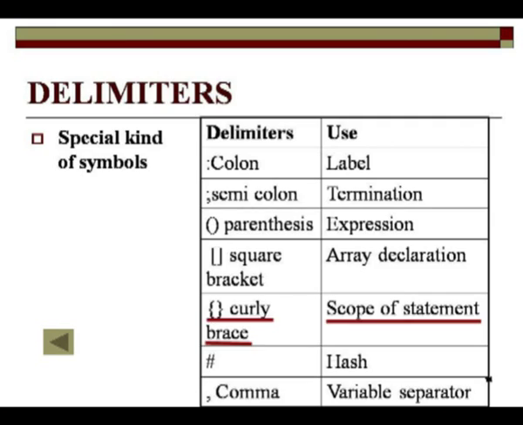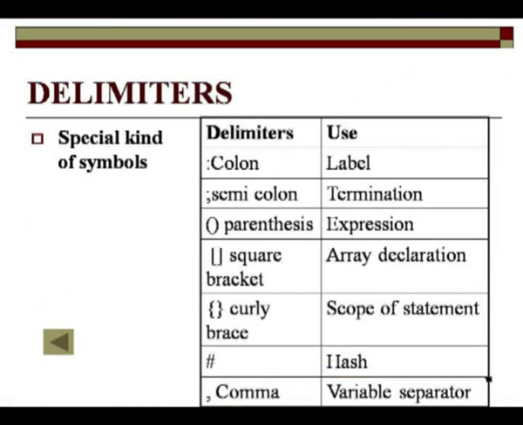Scope of statement, curly brace: this is again the most important delimiter in C, because without these braces there is no program in C. A C program begins with a brace and it ends with a brace. So it indicates the scope of the program, that is where it starts and where it ends.